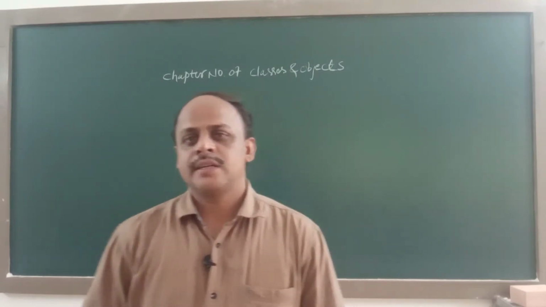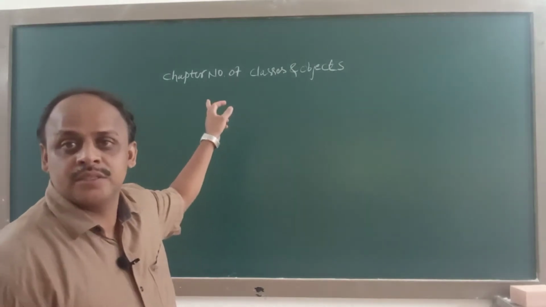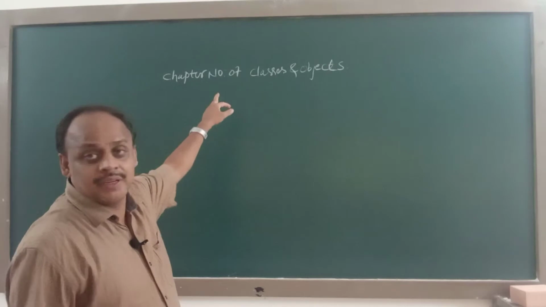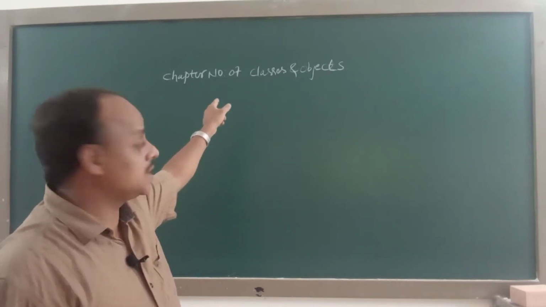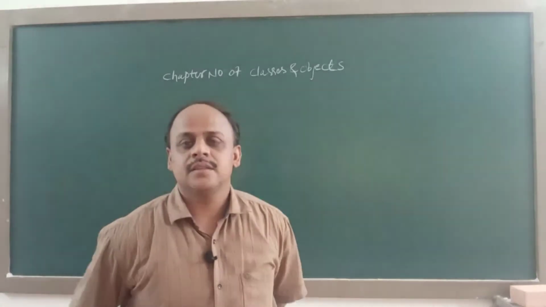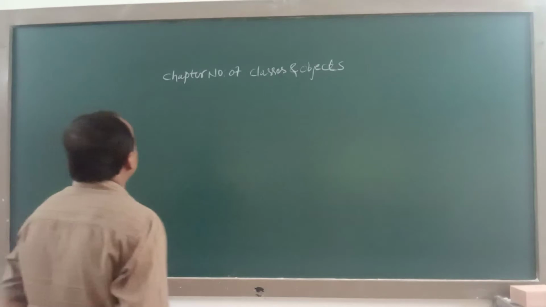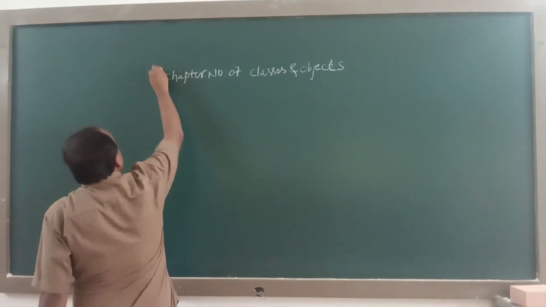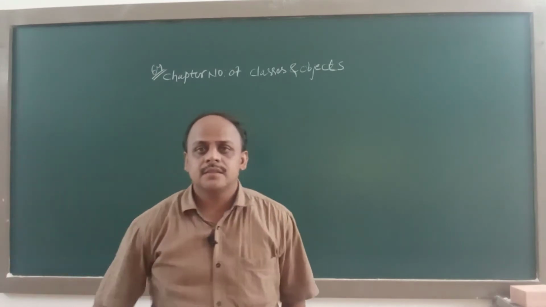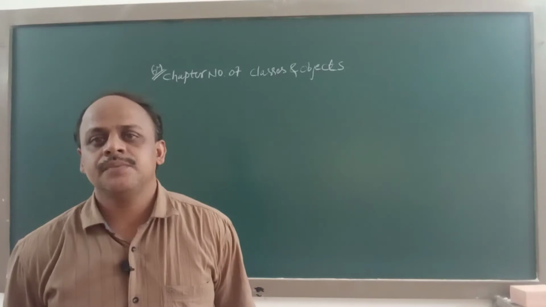Today I am going to start a new chapter, that is the second chapter in Unit B, chapter number 7. Overall it becomes chapter 7, Classes and Objects. We are getting 6 marks from this chapter for the annual examination.